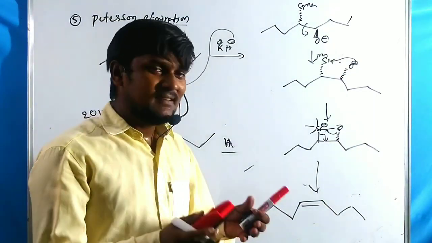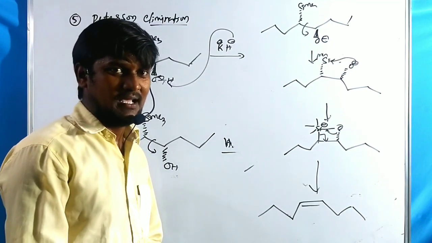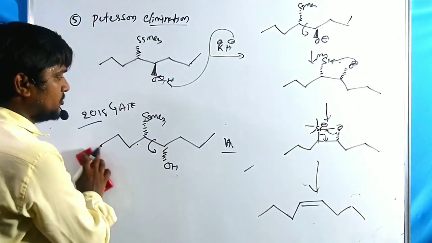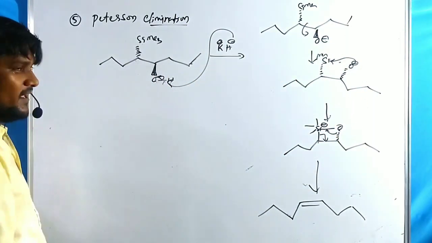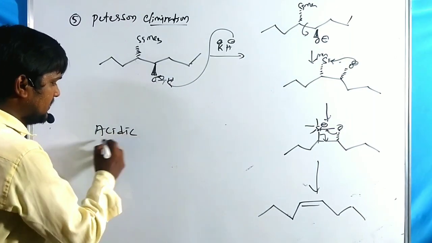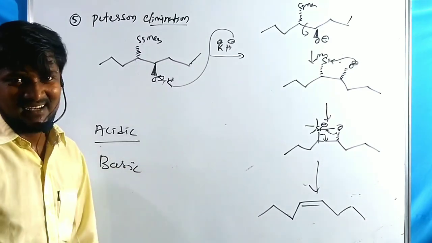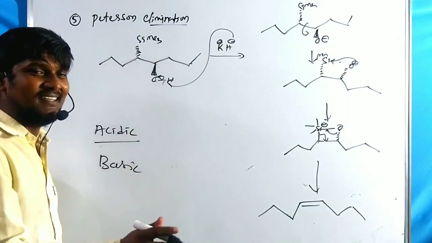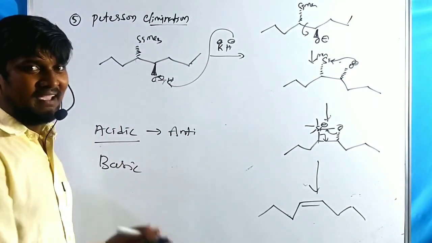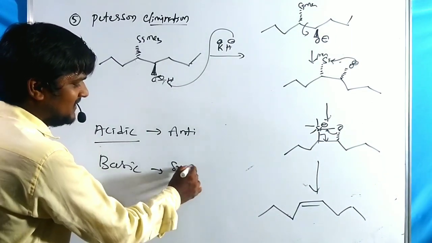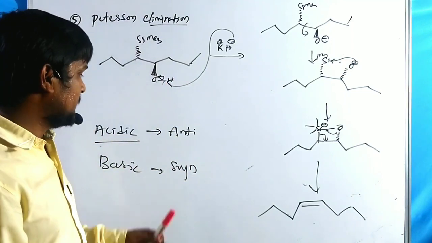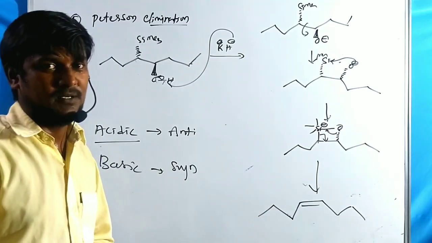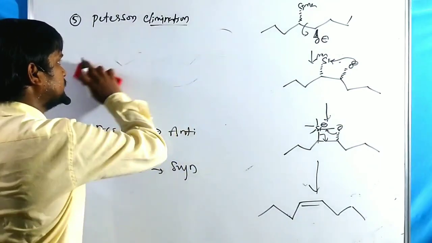Now an acidic medium requires anti-periplanar elimination, but a basic medium requires syn-periplanar elimination due to the formation of a four-membered heterocyclic ring. Now we'll go through a simple representation of acidic and basic media. One is acidic, another is basic. Generally, A for apple. In the Peterson olefination, A for acidic, acidic for anti-elimination, very easy; basic for syn elimination. Now we'll go through these acidic and basic, anti and syn eliminations in the form of Fischer as well as Sawhorse representations.